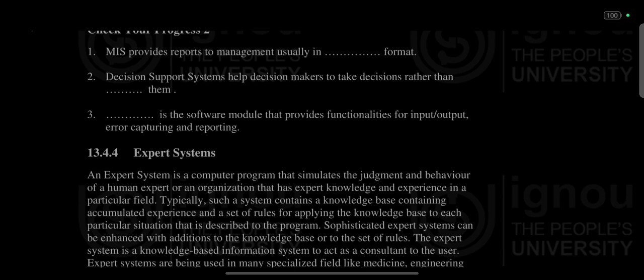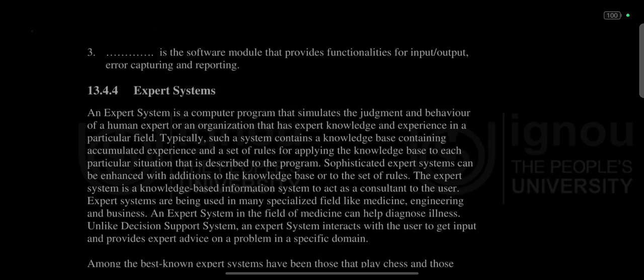So, let's start. An expert system is a computer program that simulates the judgment and behavior of a human expert or an organization that has expert knowledge and experience in a particular field. Typically, such a system contains a knowledge base containing accumulated experience and a set of rules for applying the knowledge base to each particular situation that is described to the program. Sophisticated expert systems can be enhanced with additions to the knowledge base or to the set of rules.